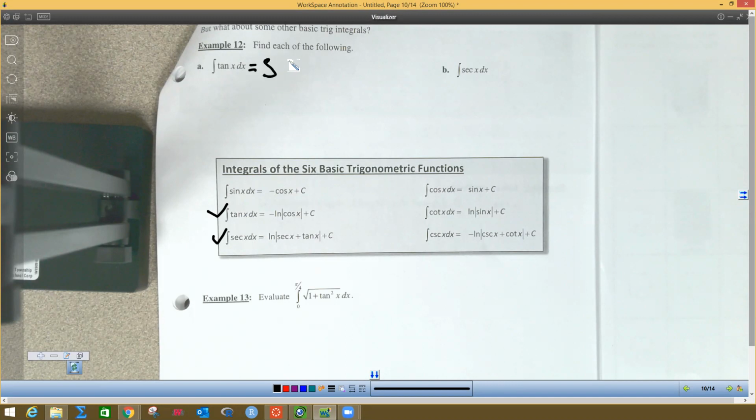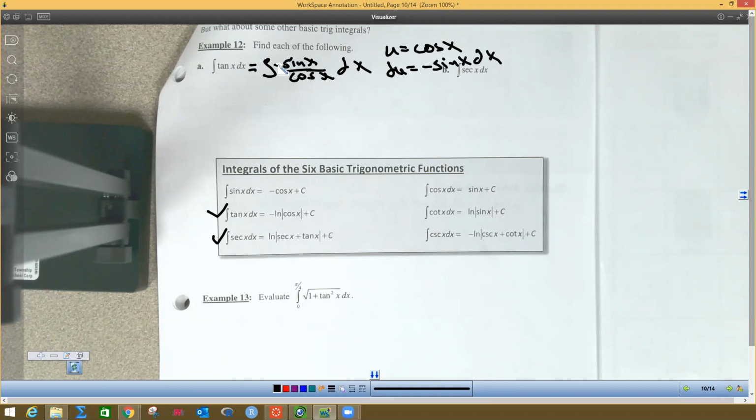So we want to take tangent and make it sine x over cosine x dx. And then we use u substitution here, so we're going to say u is going to equal cosine x because your du has to be on top, so you let it be the denominator. So the derivative of cosine is negative sine x dx. You move the dx over.